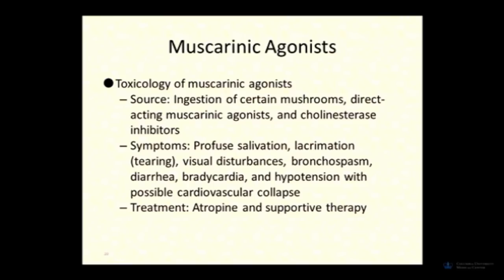And it also includes drugs that act as cholinesterase inhibitors. Cholinesterase inhibitors, those drugs, will have similar effects, including negative and adverse effects, as the muscarinic agonists, right? Because they increase the availability of acetylcholine. So some early symptoms of toxicity: profuse salivation, profuse tearing of the eyes, visual disturbances, okay? Bronchospasm, diarrhea, bradycardia, hypotension, okay? Possible cardiovascular collapse, meaning the heart can't actually pump enough blood out into the system, and the vascular system can't maintain a blood pressure that can perfuse organs.